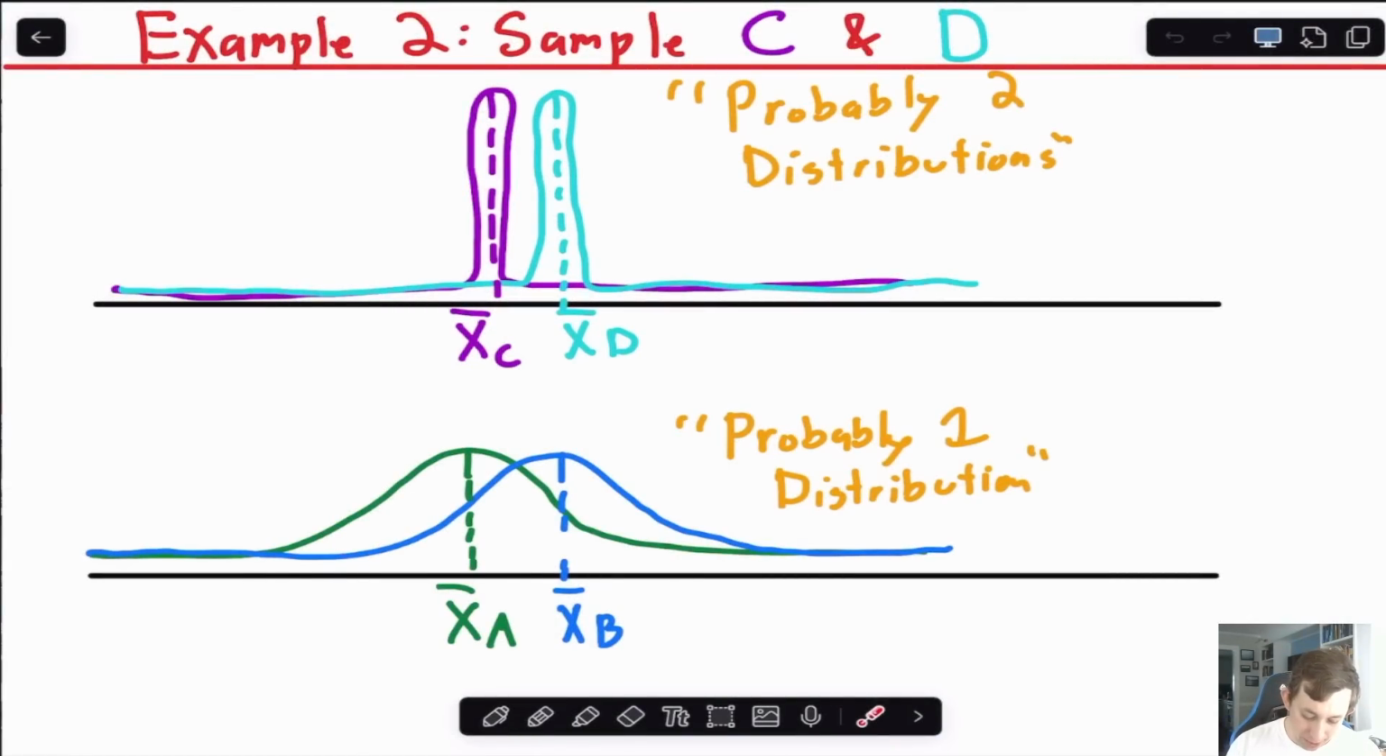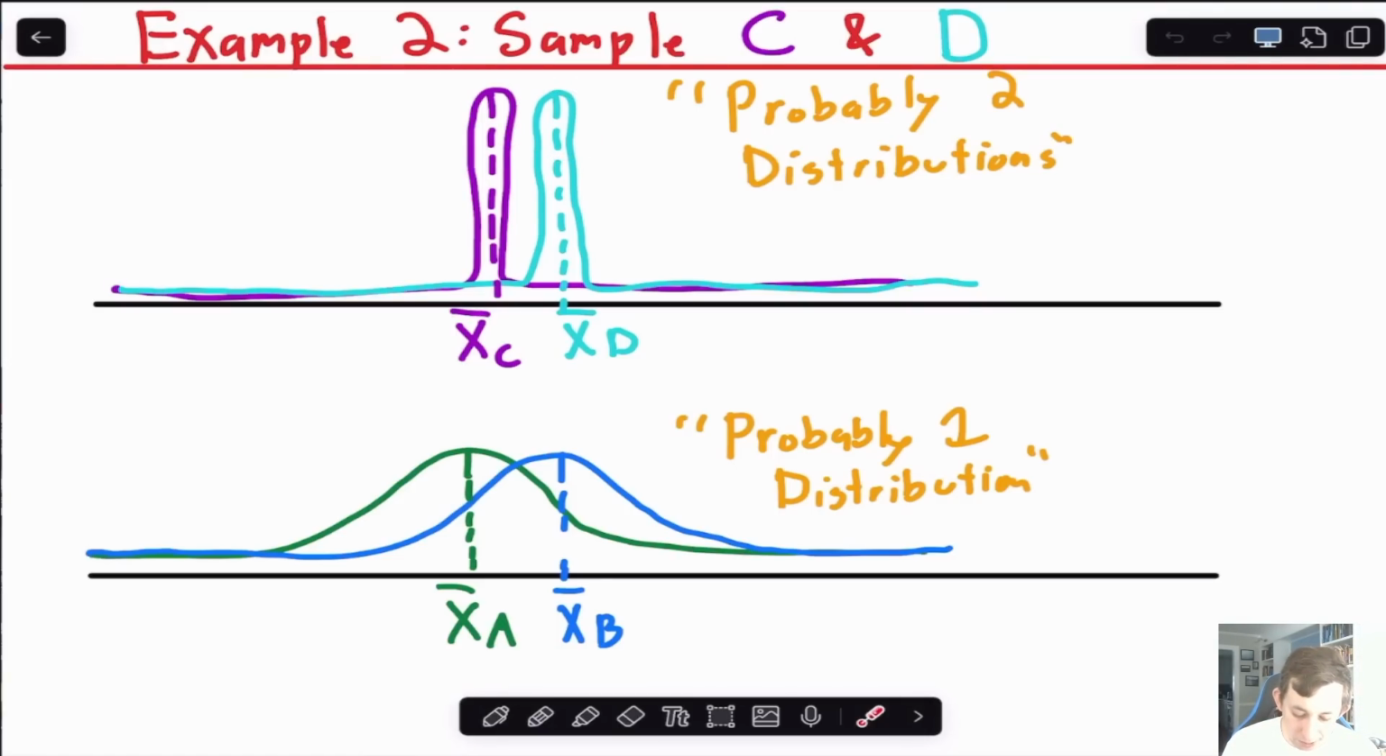I'm going to take that picture we had before between sample A and sample B, where we said probably they came from the same distribution. Now I'm going to draw two different distributions from sample C and sample D, where the difference in their expected values is the same as in samples A and B, but now their variances are much smaller. So this is what it looks like for sample C, and this is what it looks like for sample D, where their variances are super, super small.